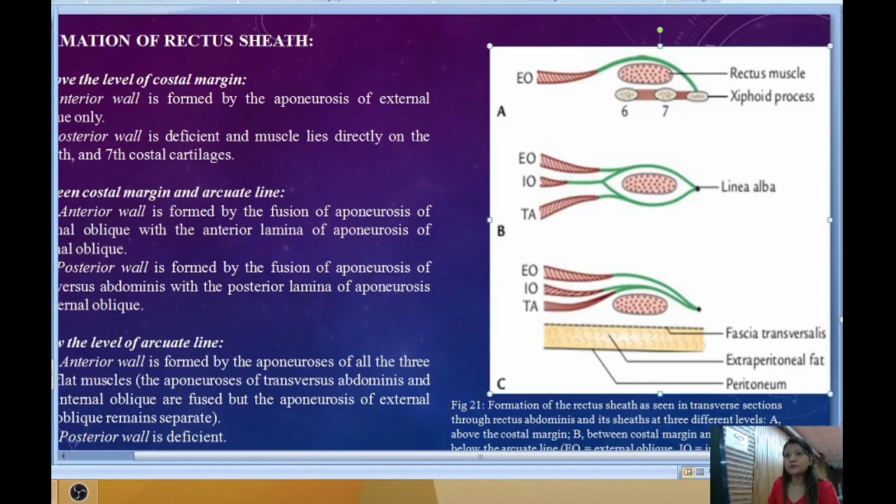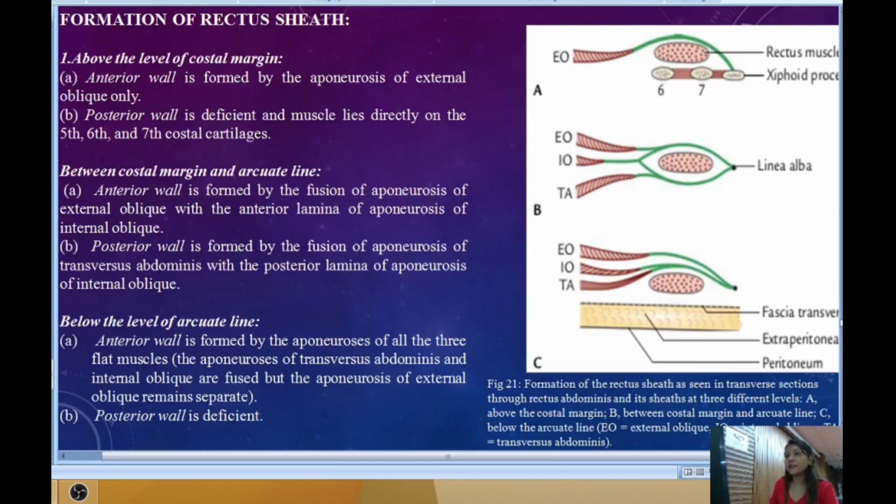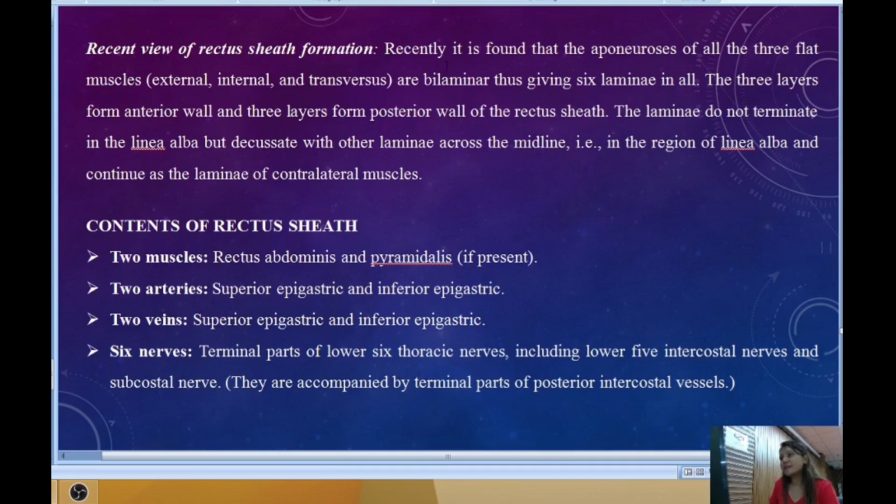Okay. Now we come to the recent view of the rectus sheath formation. Here I have shown that there are 3 points in the formation, but again there is a recent view also. It is found that aponeurosis of all the 3 flat muscles are bilaminar. Okay, the recent view, sometimes they might ask that all the 3 muscle aponeurosis are bilaminar and give 6 lamina in all 3.